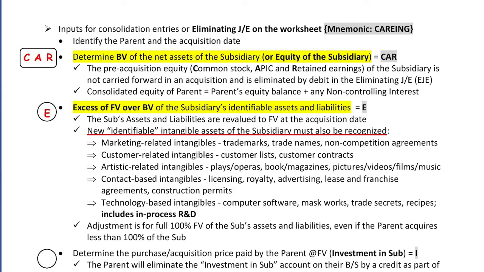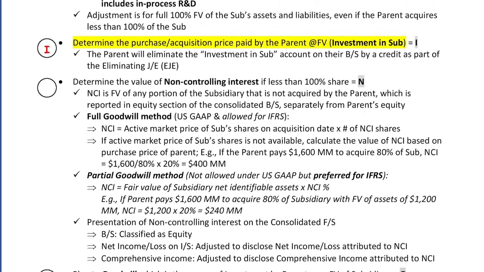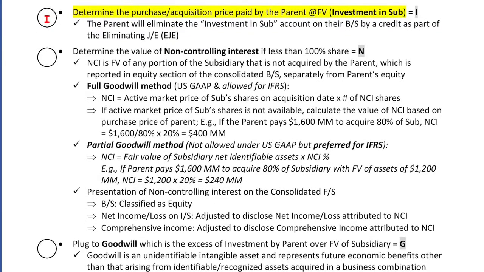Next bubble, write I and highlight: determine the purchase or acquisition price paid by the parent at fair value. Basically the investment in sub of the parent. Next bubble, write N and highlight: determine the value of non-controlling interest if less than 100% share. And we'll come back and look at this later. Move down on this page, write G on the last bubble and write plug to goodwill, which is the excess of investment by parent over fair value of the sub.